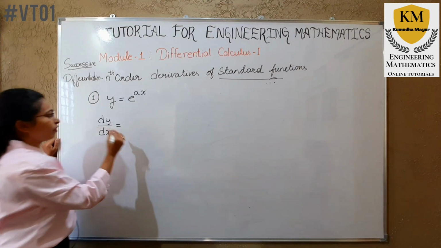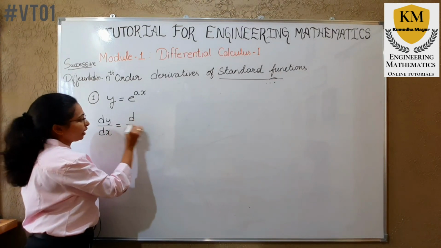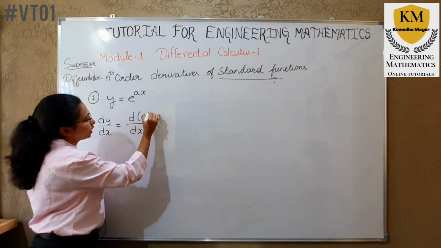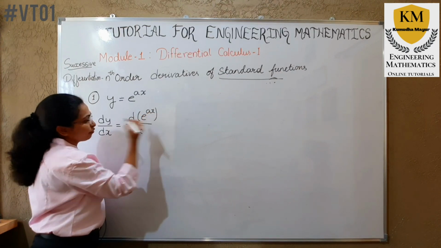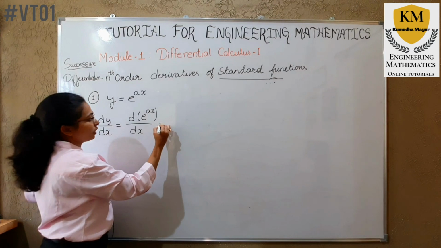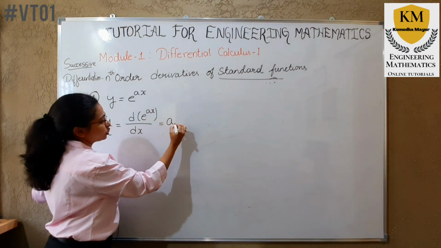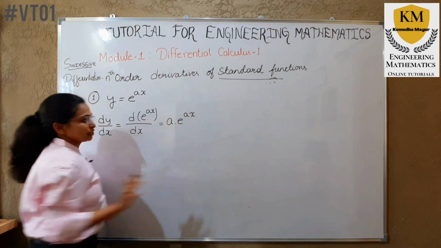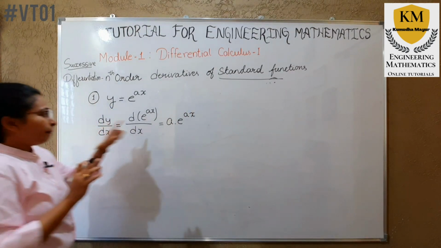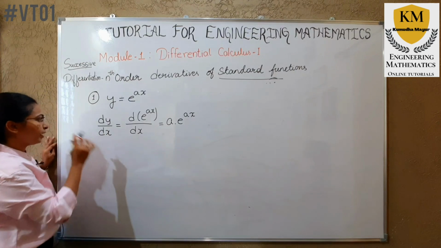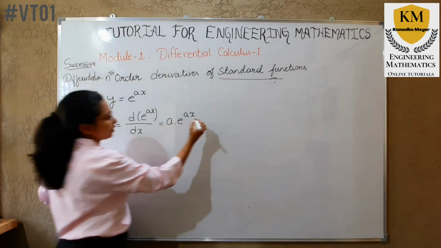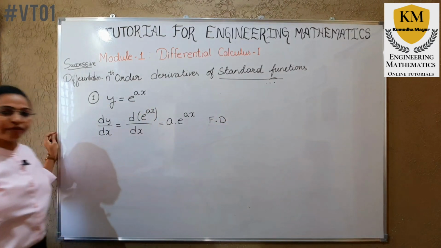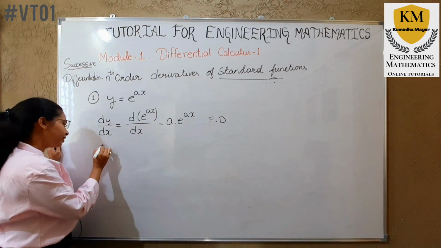When it comes to dy by dx, let me write d by dx of the function, e to the power ax. Let me differentiate this. You will get a into e to the power ax. That's all. Then let me come to the second derivative. This is the first derivative. Let me do the second derivative.